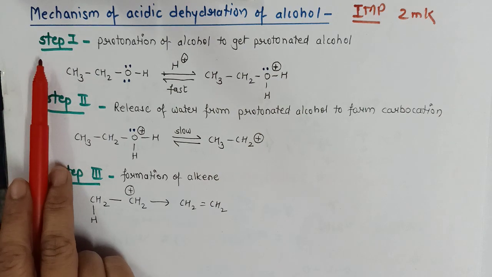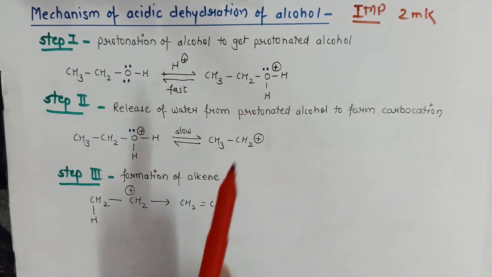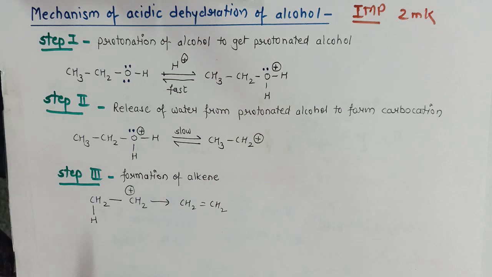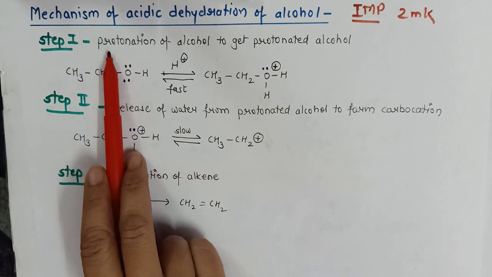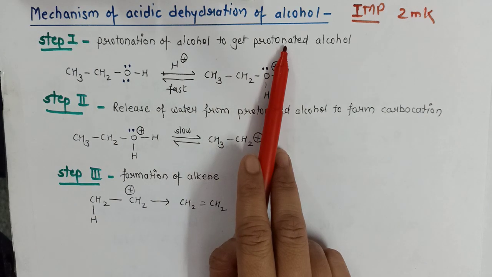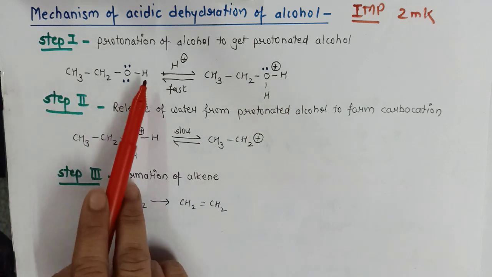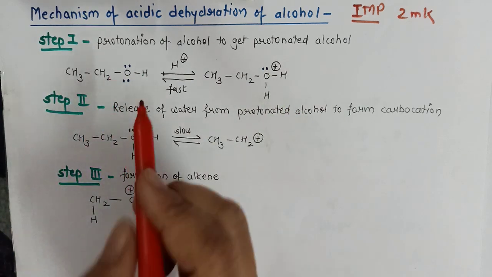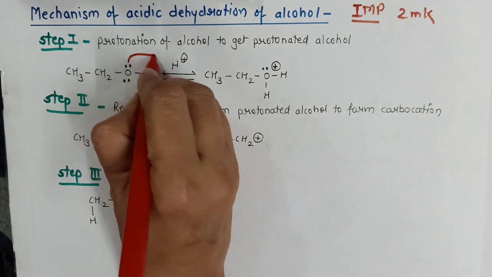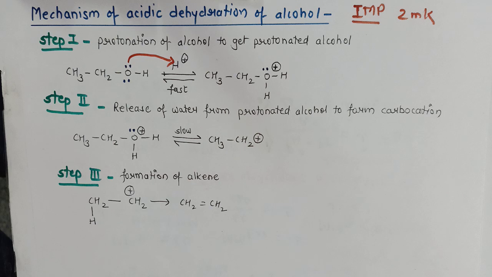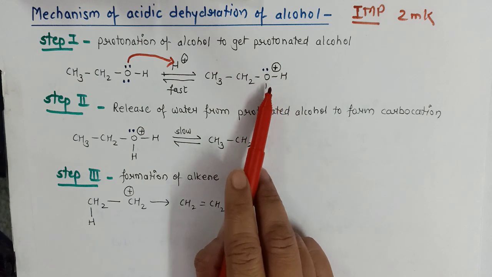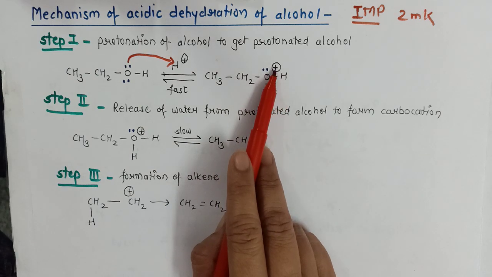So the first one, I have taken the example of conversion of ethanol to alkene using concentrated H2SO4 at 443 Kelvin. So the very first step is protonation of alcohol to get protonated alcohol. That means the oxygen will have an extra proton. Now this alcohol oxygen will have 2 lone pairs. H plus comes from the acid, so 1 pair will be donated to that proton. I have already told you in my last videos that the arrows always move from negative to positive, or they move from high electron density to low electron density. As a result, 1 hydrogen will be added and oxygen will develop a positive charge.